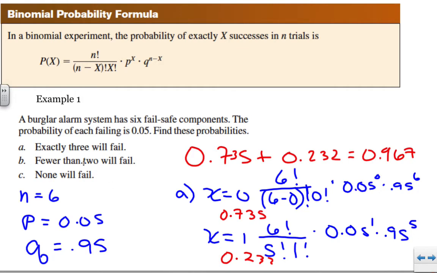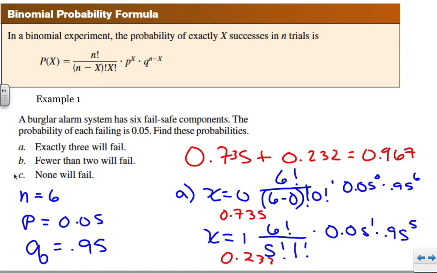Now I have these 2 probabilities. It's a probability that fewer than 2, so it's either 0 or 1. It doesn't say or in the problem. You have to extrapolate that. The idea is if fewer than 2 will fail, then I know 0 will fail or 1 will fail. It's not both, it's either or, because I can't have 0 fail and 1 fail. So 0.735 plus 0.232 will give me 0.967. So the probability that less than 2 locks will fail is 97%. That's a pretty good percent.